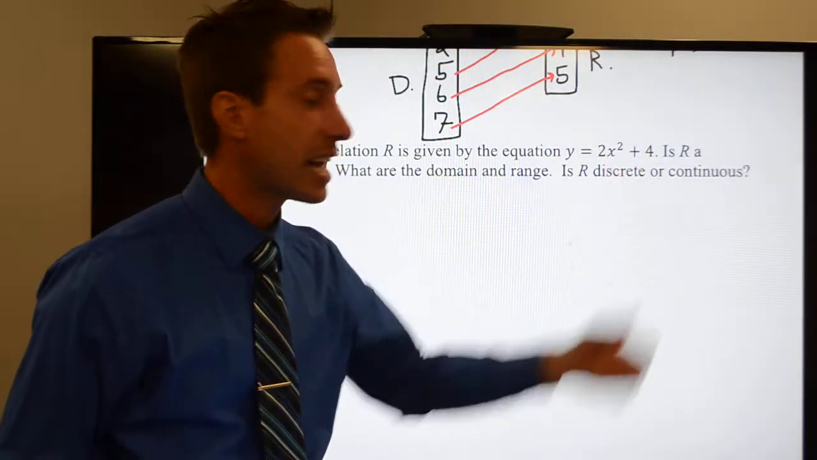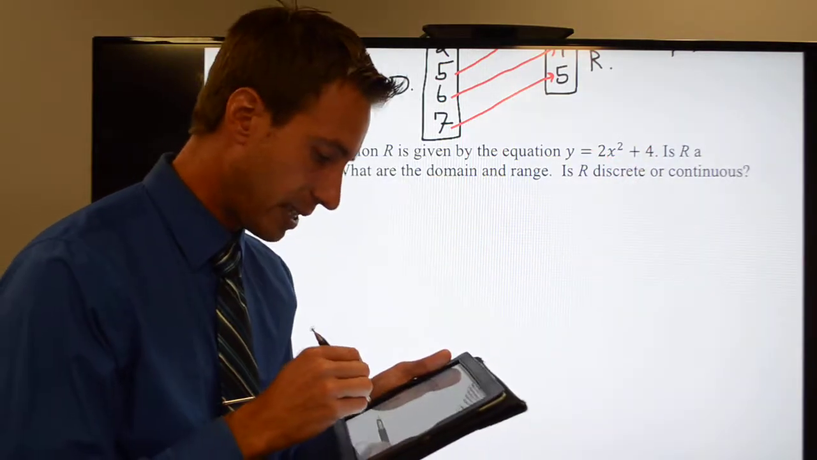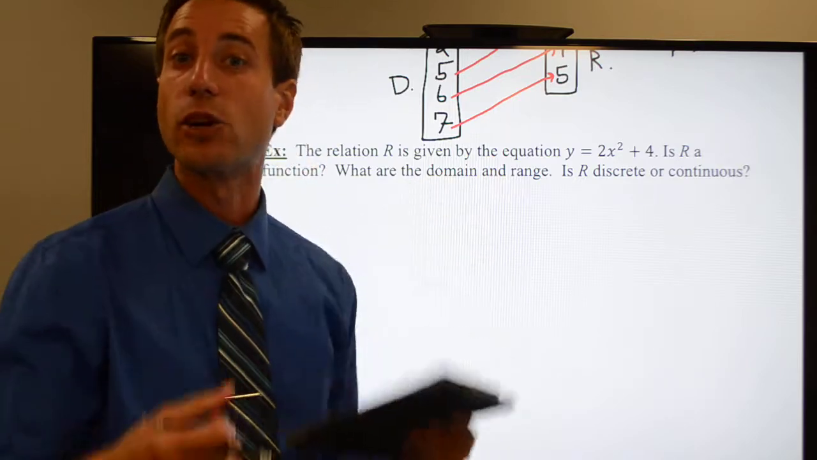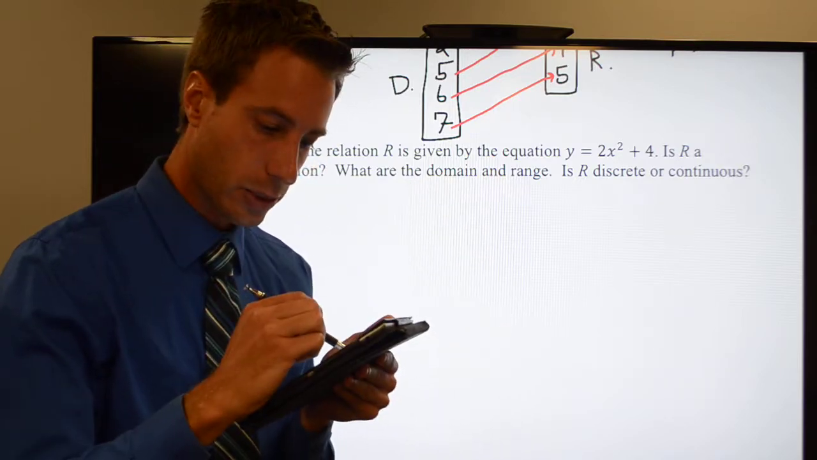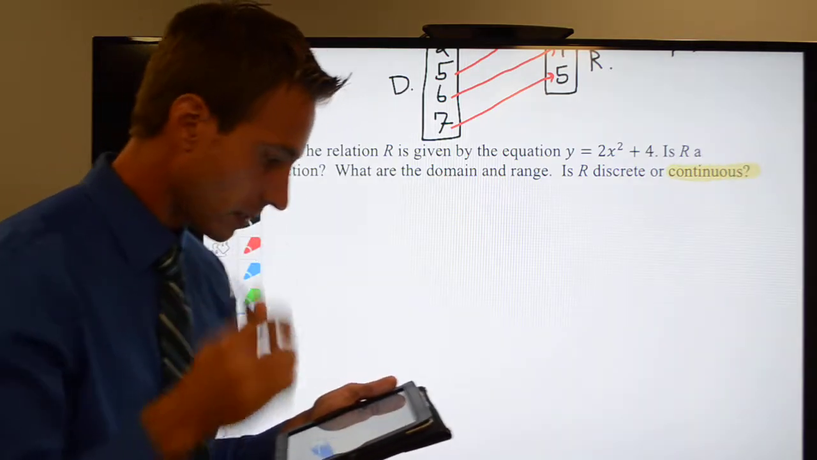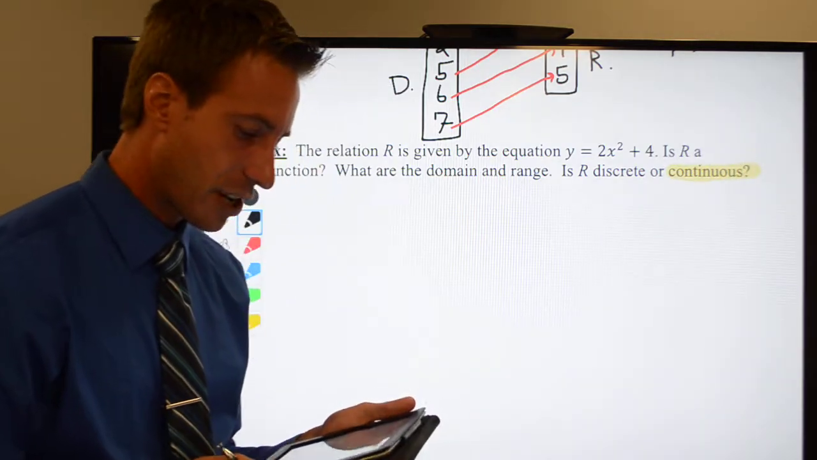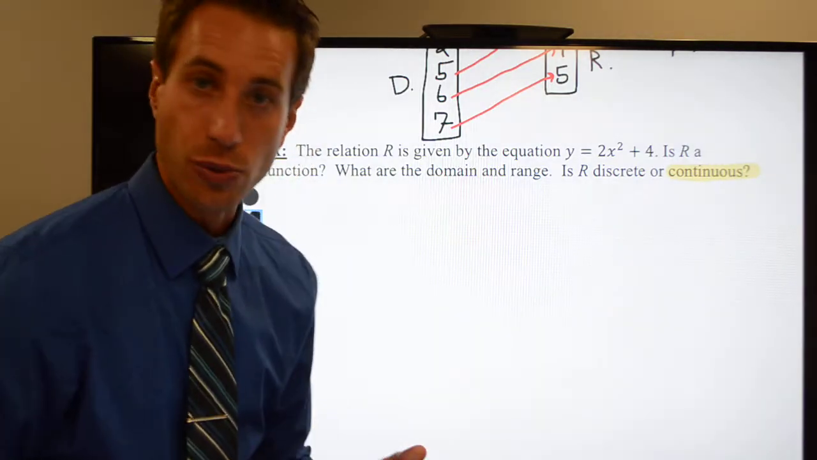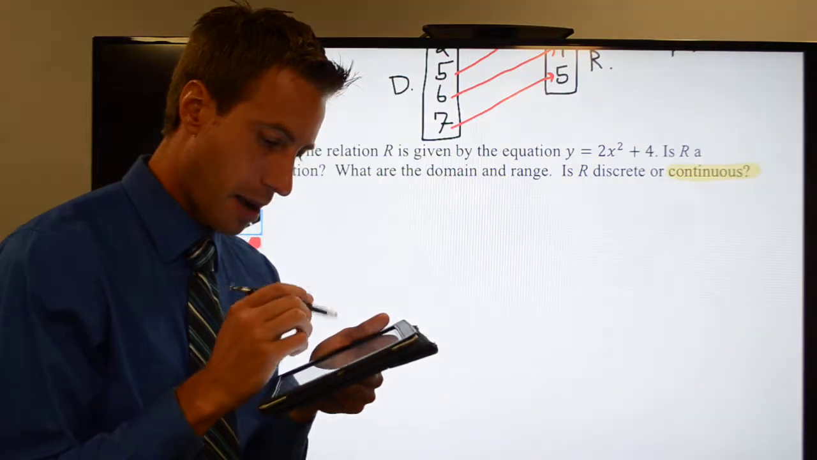Whenever you are given an equation, it will always be discrete. So let me go ahead and highlight, or discrete. But whenever you have an equation, it will always be continuous. So let me give you that one. There we go. Continuous. Let's go ahead and figure out whether or not this represents a function. We can do that by setting up a map.